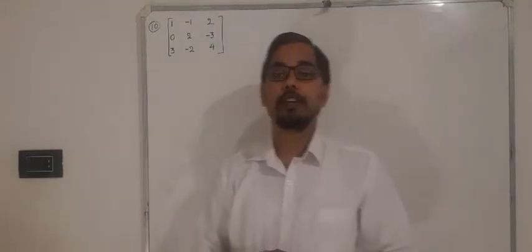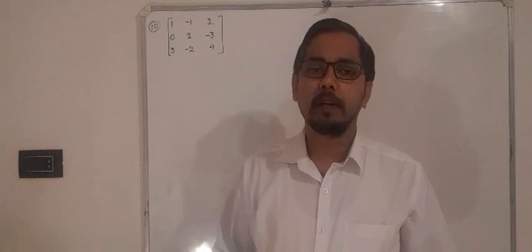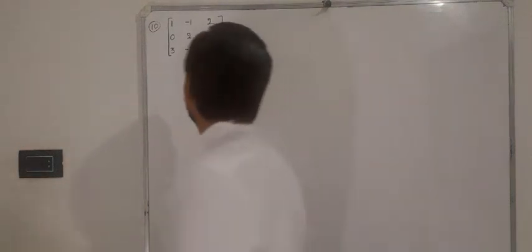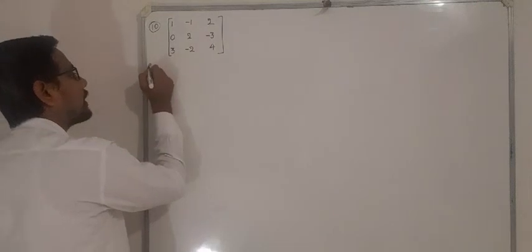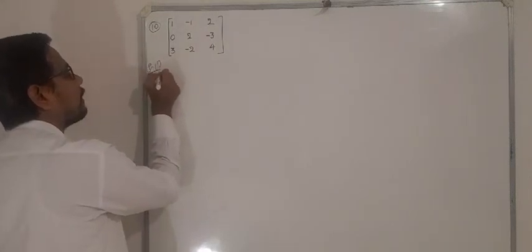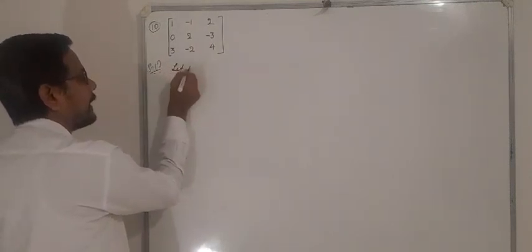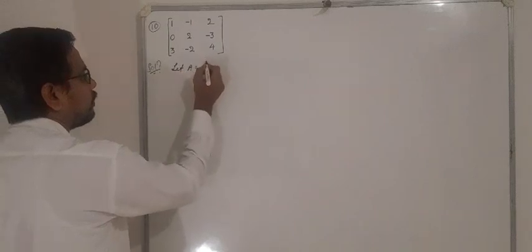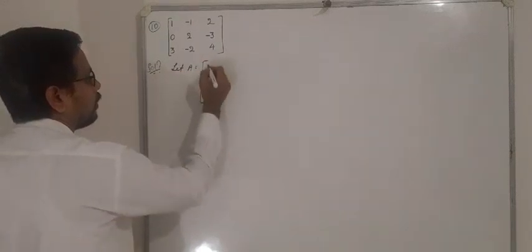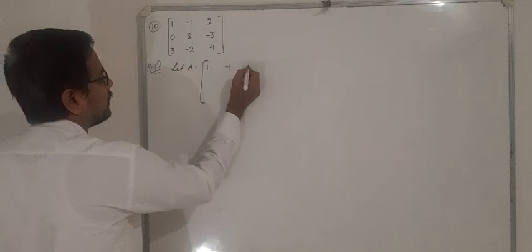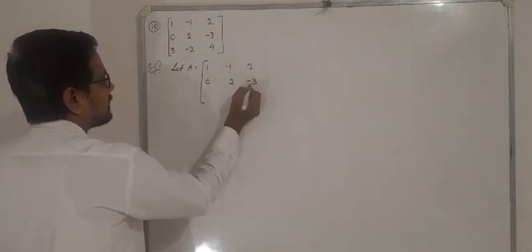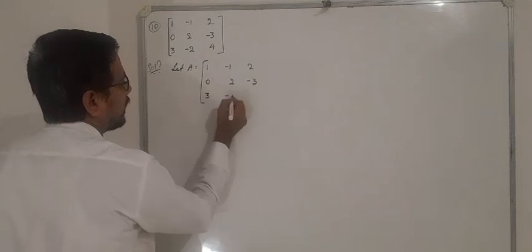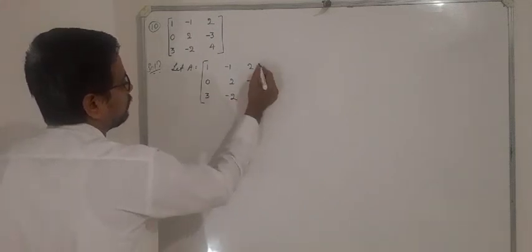Guys, I hope you have understood that problem. So let's continue a similar problem, that is 10th one, right? So here they have given a 3 cross 3 matrix. Okay. Let A is equal to 1, minus 1, 2, 0, 2, minus 3, 3, minus 2, 4.